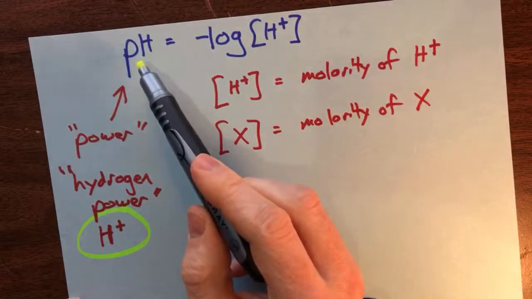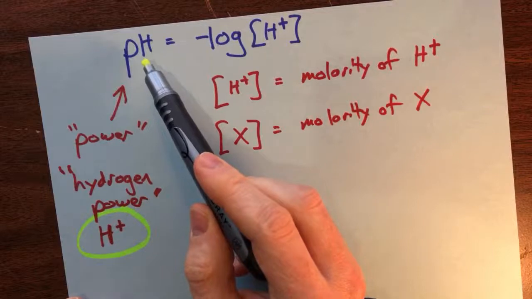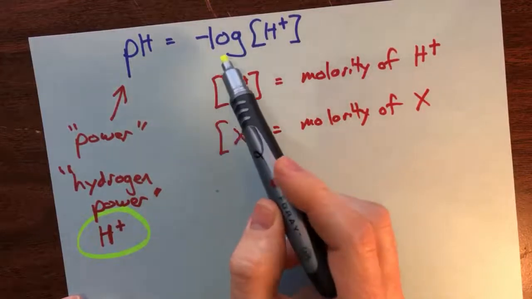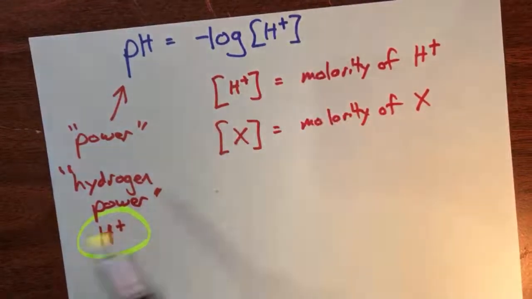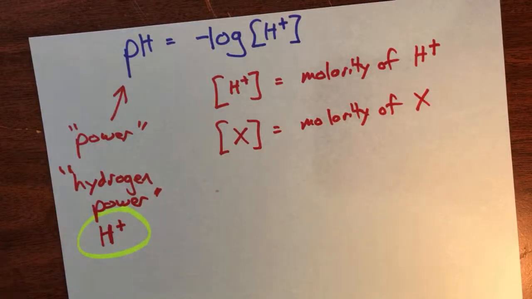So pH is not some scale from 0 to 14. pH is defined as the negative log of the H plus molarity in any solution, whether it's neutral, acidic, or basic. And any solution is going to have a certain amount of H plus. Before we go on and actually calculate these, let me dispel some misconceptions.